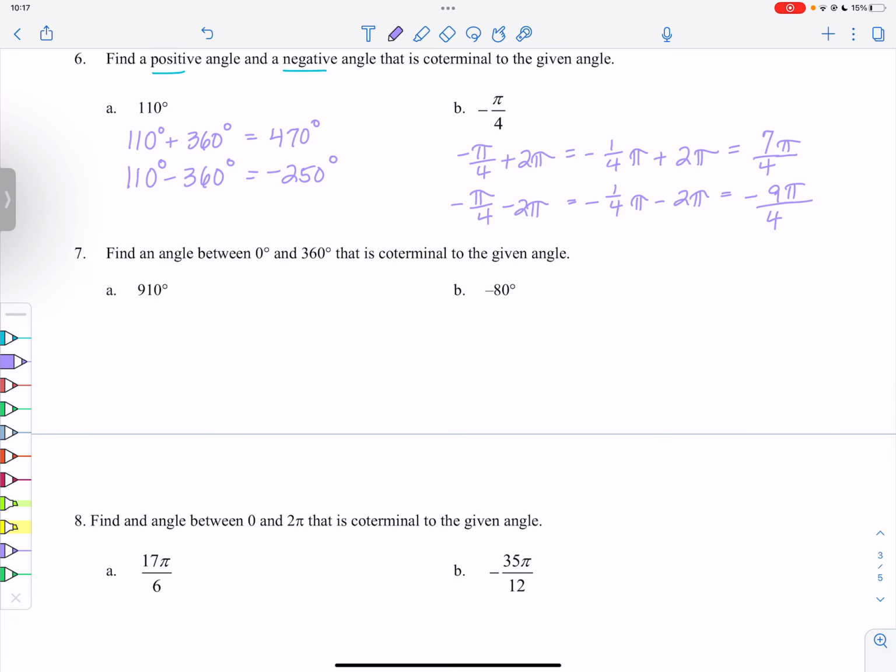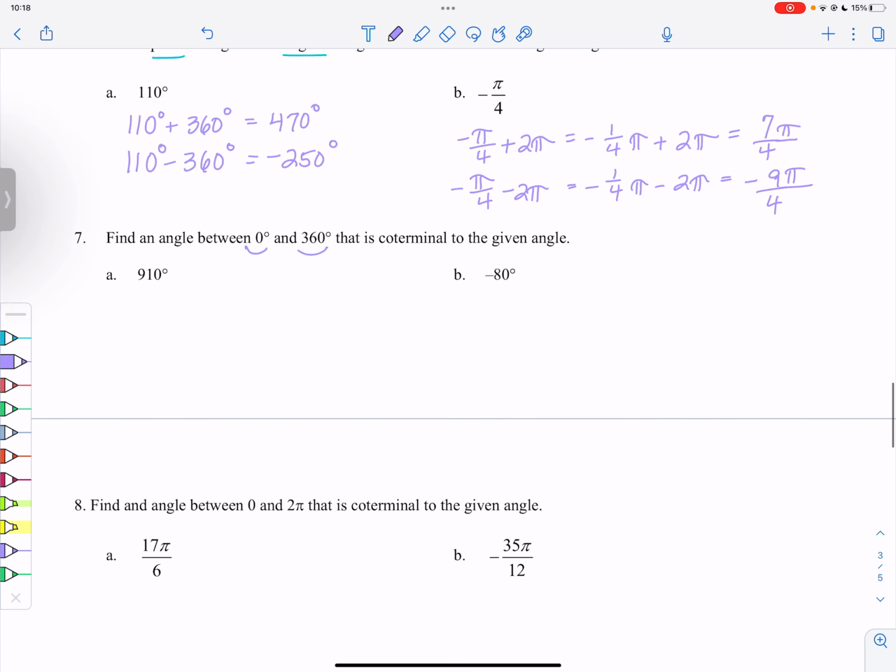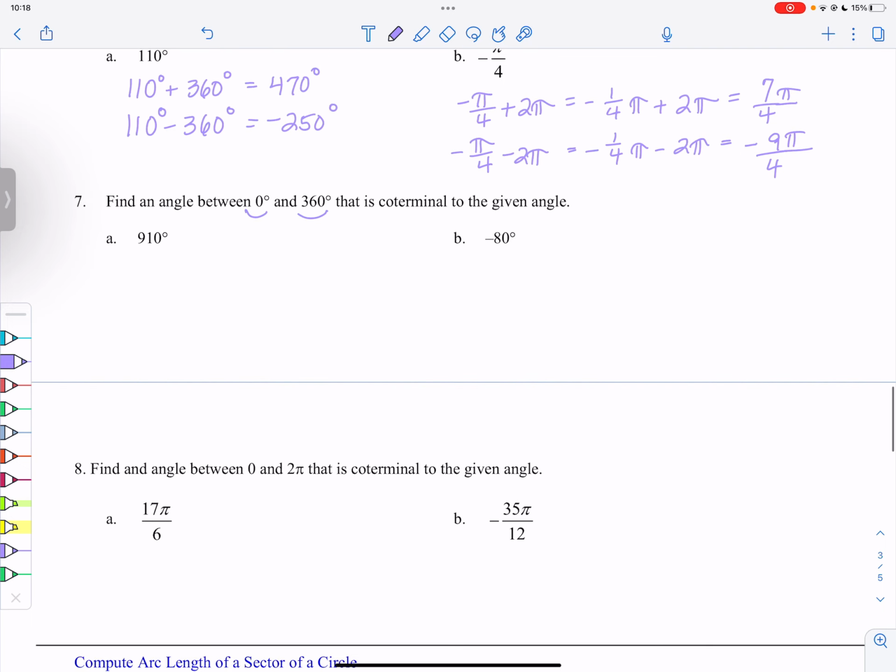Find an angle between 0 and 360 that is coterminal to this angle, 910. Now, keep in mind, we have to continue to find the difference of 360 degrees until we get an angle between 0 and 360. So let's just start subtracting. We have 910 minus 360, and we come up with 550 degrees.